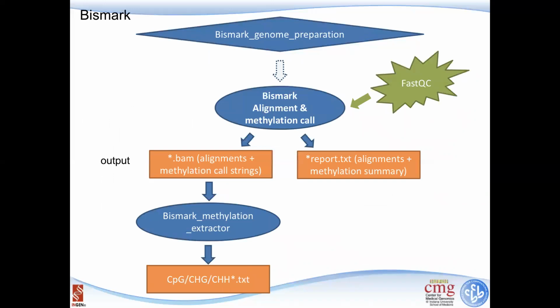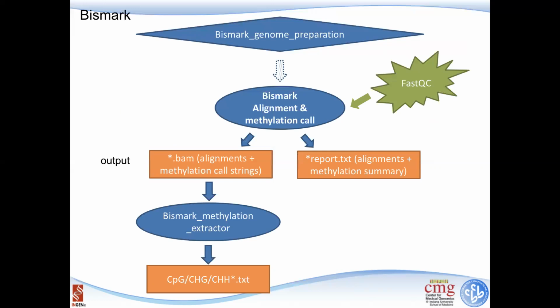the methylation call together. Of course, we strongly recommend you to do FastQC before you do anything. You have to remove those sequences with low quality. Otherwise, you may get many false positives. And after the alignment and the methylation call, you can get two output files. One is a BAM file, including alignment and also methylation call strings.